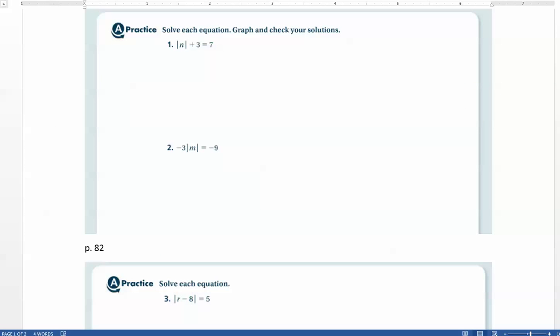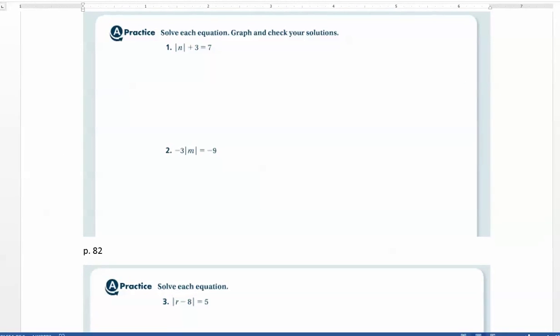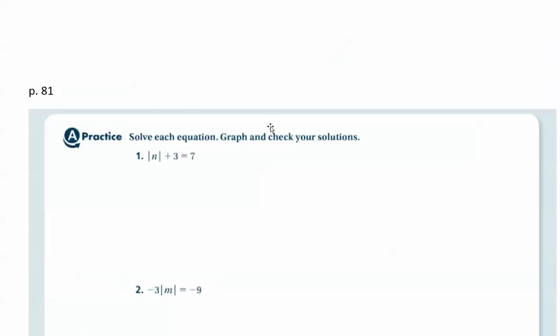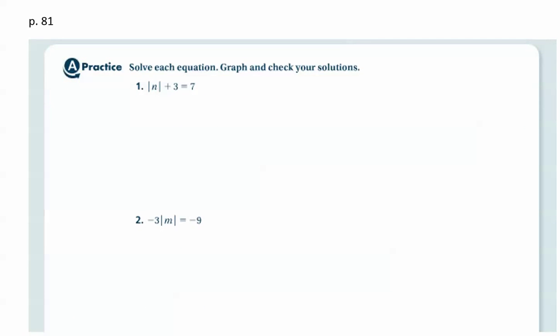Okay, so the absolute value is the absolute value of n here. It's not alone. We have a plus 3 to it. So just like we would do what's happening to x, we can do what's happening to the absolute value. It's being added, we're adding 3 to it. So we want to undo that by subtracting 3 from both sides. Okay, so we get the absolute value of n is equal to 4.